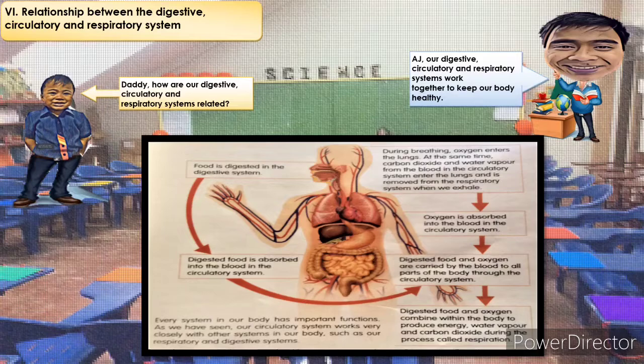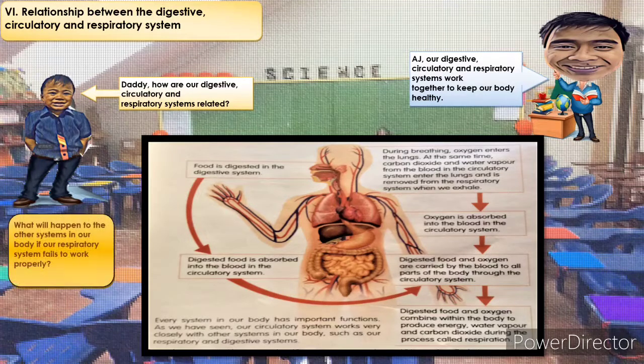As we have seen, our circulatory system works very closely with other systems in our body, such as our respiratory and digestive system. What will happen to the other systems in our body if our respiratory system fails to work properly?